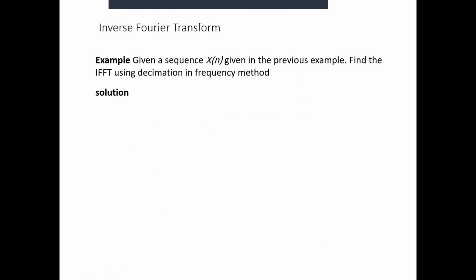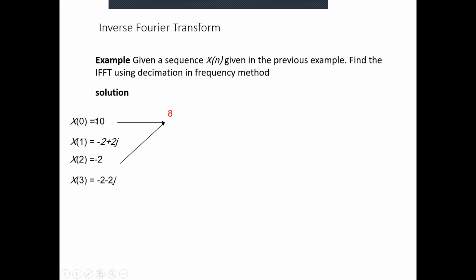An example about the inverse Fourier transformation by using the decimation in frequency. This will be x of 0 is given 10, x of 1 is minus 2 plus j2, x of 2 is minus 2, and x3 is minus 2 minus 2j. So what we are going to do, of course, the same thing we are going to follow, just subdividing this sequence between the first 2 and the second 2 elements.